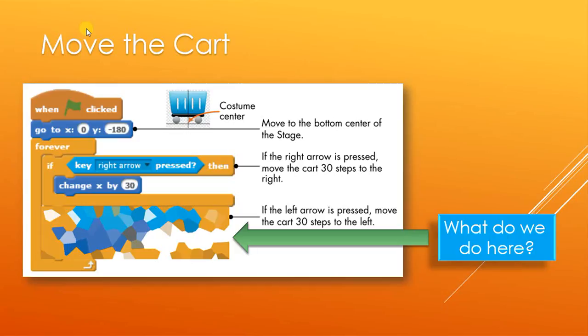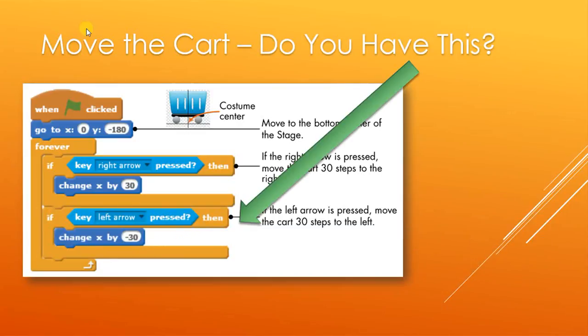Okay, underneath that, you will do a copy of this to figure out the left arrow, okay? Remember, you can duplicate your code so you don't have to drag it down from scratch. Okay, you can just duplicate this if and put it underneath. And then you're going to change your right arrow to a left arrow and change your X by how much? Minus 30 because you want to go in the other direction. Okay, if you made it 30, it would be the same direction. This is what you need to do.